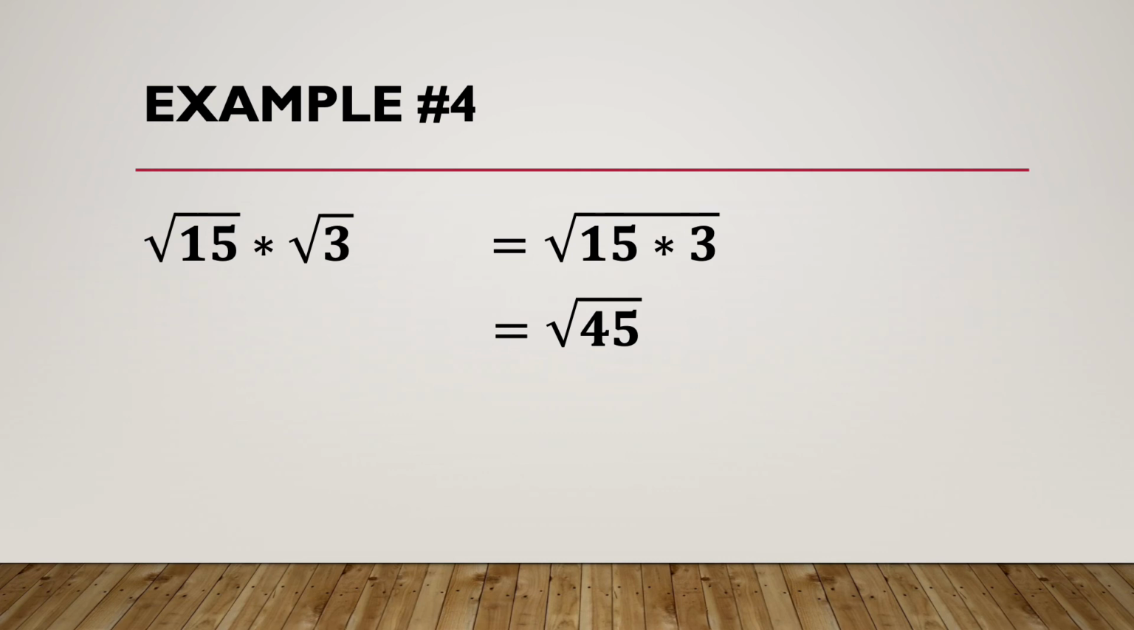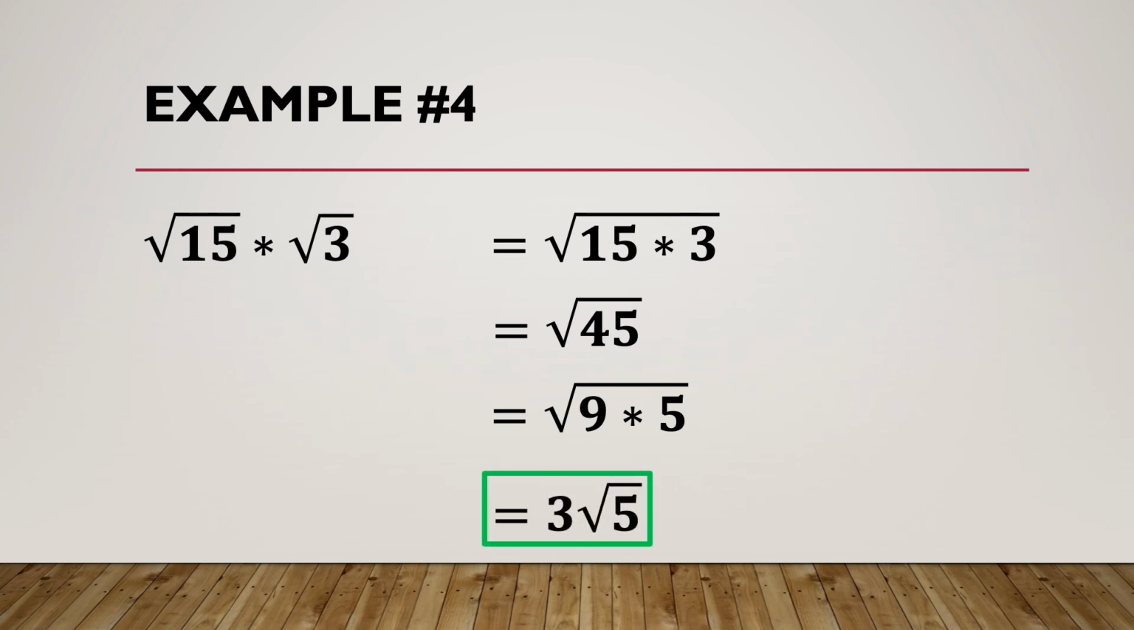Oh, not yet. Kasi 45 meron pa siyang factor na perfect square. That is 9. So, factoring 45, we have 9 times 5. Then getting the square root of 9, that is 3 square root of 5.